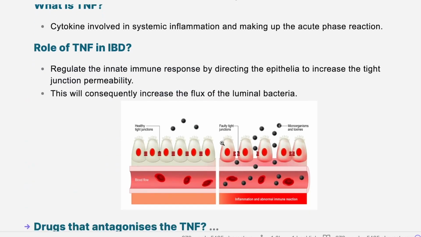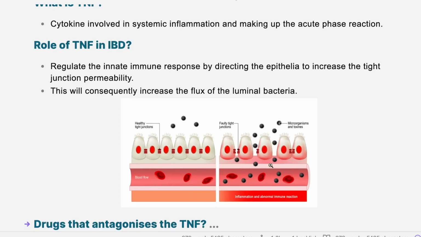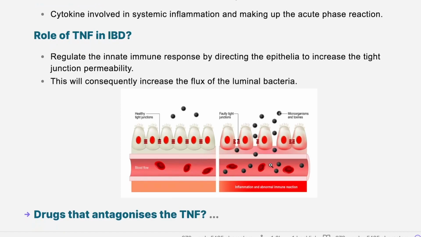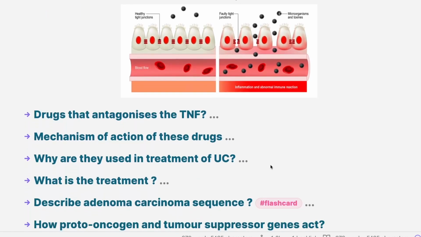As you can see, these are the epithelial cells. Normally, there is a tight junction between all the cells, as you can see here, to prevent any luminal content or bacteria from relocating into the wall and the blood flow. But due to tumor necrosis factor activity in patients with inflammatory bowel disease, this tight junction will become very loose and will lead to a relocation of the bacteria inside the wall and in the blood vessels, leading to signs of inflammation. And this is an abnormal mucosal reaction, as you can see.